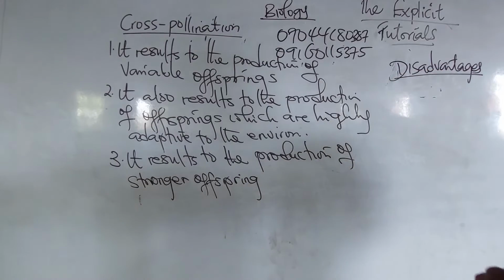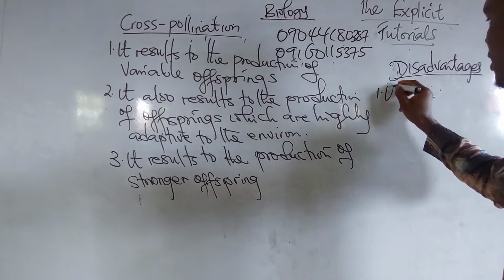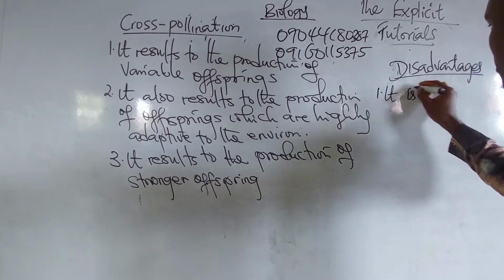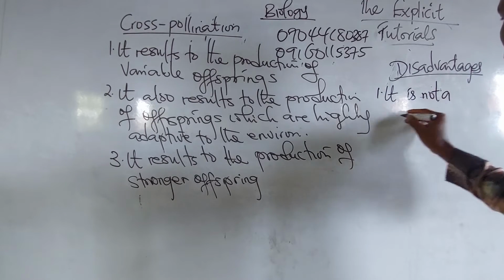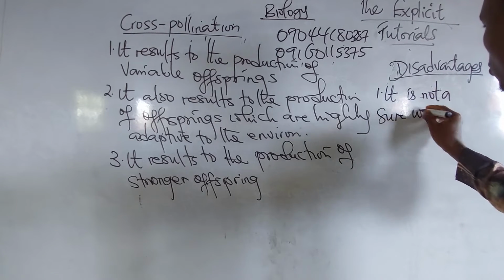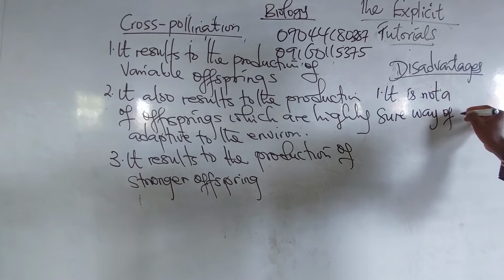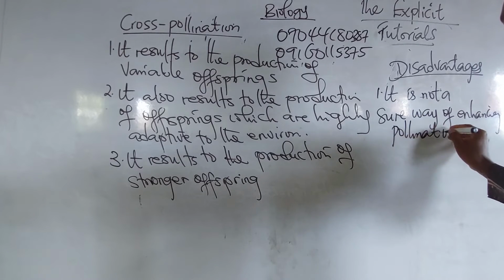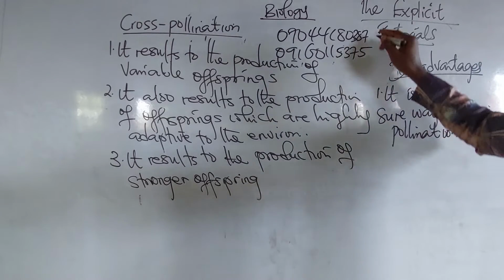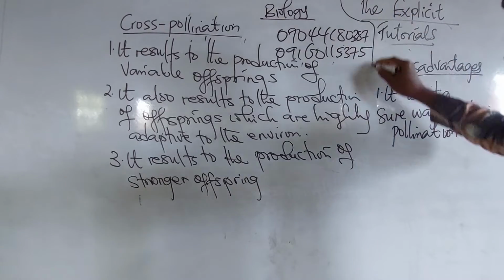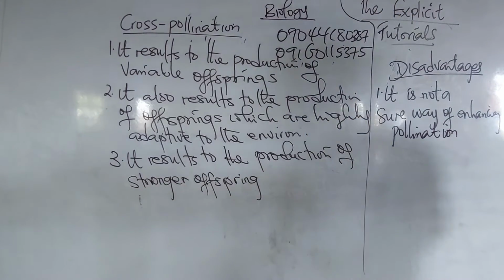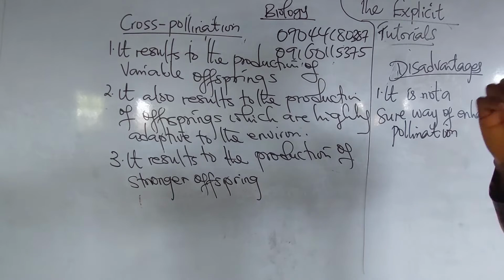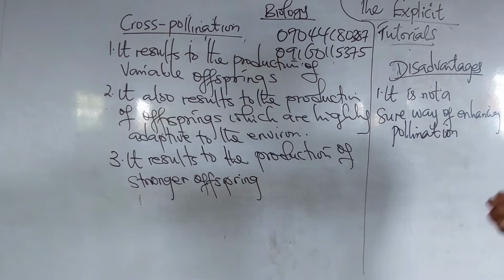Now, what are the disadvantages of cross-pollination? One, it is not a sure way of enhancing pollination. Since it involves two parents, during the process, the other parent might not be ready for pollination. The other parent might not be available for pollination or for reproduction.